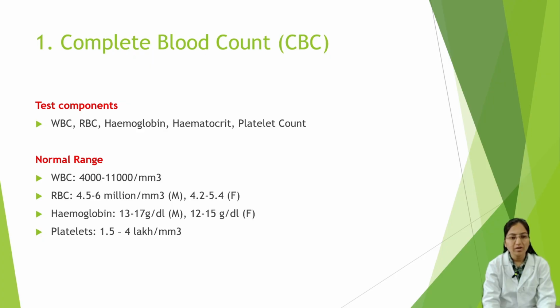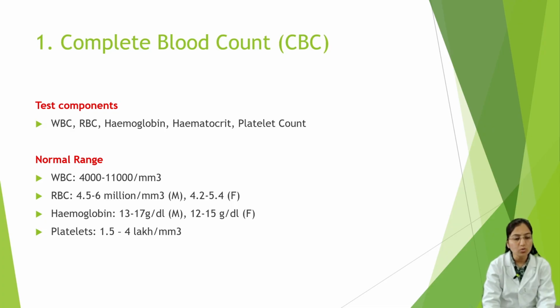First one, complete blood count, CBC. Test components are WBC, RBC, hemoglobin, hematocrit, and then platelet count. The normal range of WBC is 4000 to 11,000 per mm cube, and RBC is 4.5 to 6 million per mm cube in males, and 4.2 to 5.4 in females.